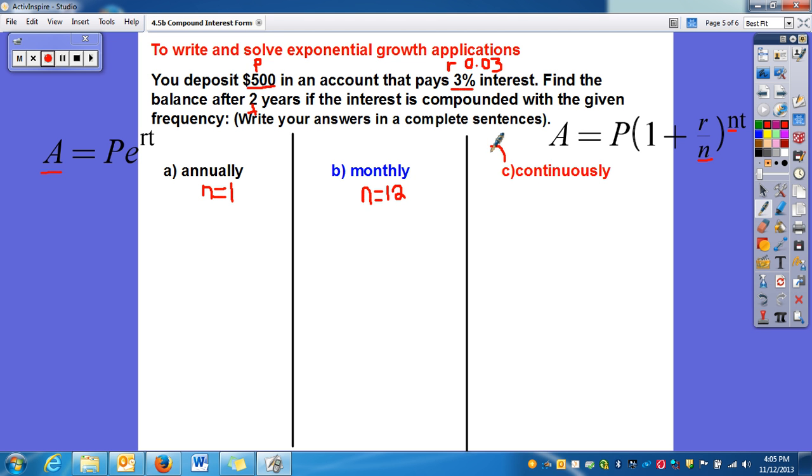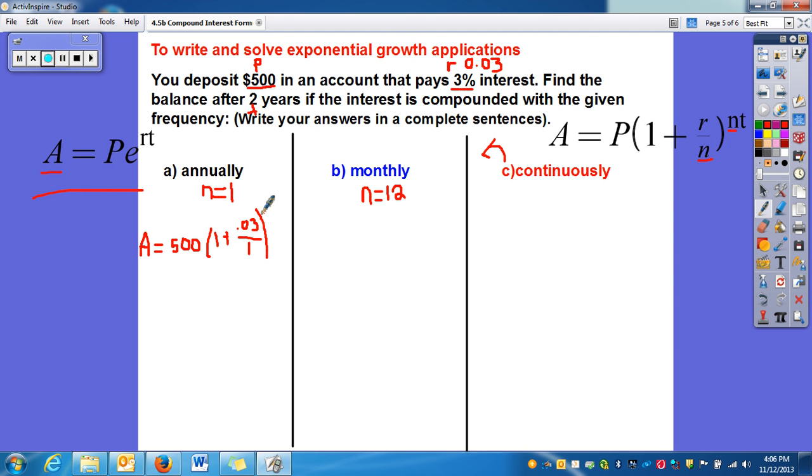Continuously means we're going to use the PERT formula, this over here. If I don't say continuously, I'll tell you how many times I'm going to use this formula here. Alright, so setting it up, this would look like A equals P, which is 500. Alright, and then you go 1 plus your rate, which is 0.03, over how many times you're doing it? Once. Your n. I'm just plugging in for variables.